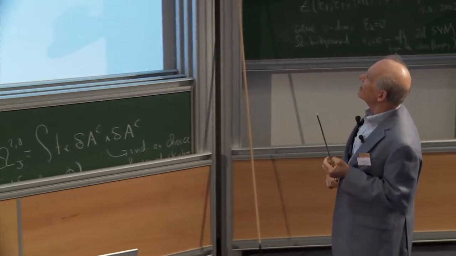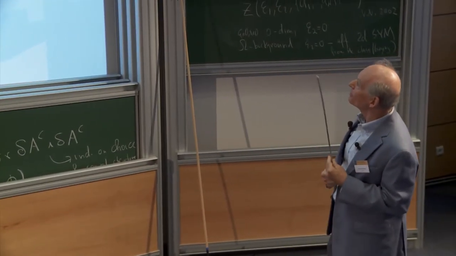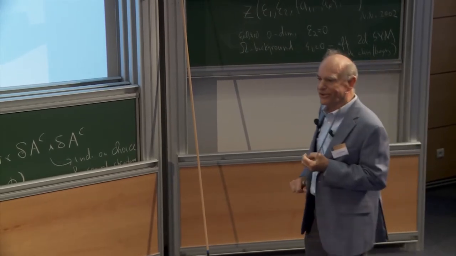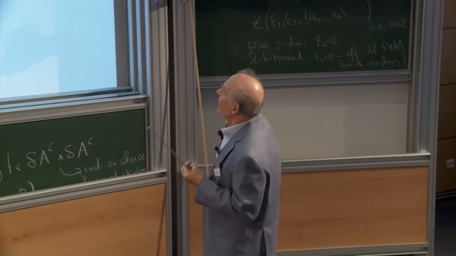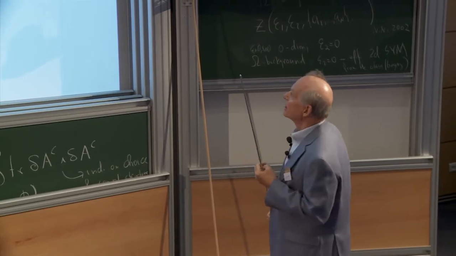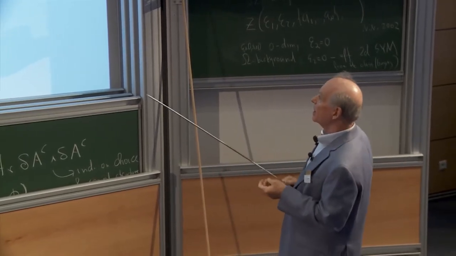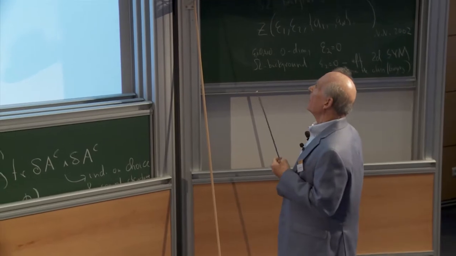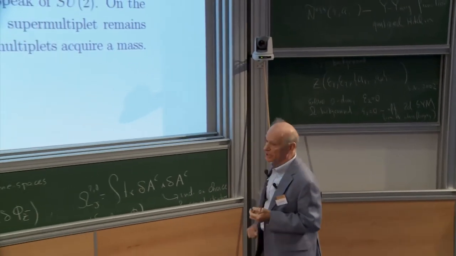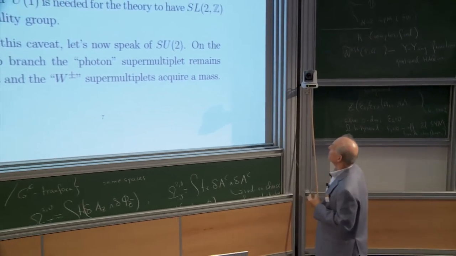So let's talk now about superconformal field theories on the Coulomb branch. So forget brane actions for a while. And so I'll be very specific to start with. Then we'll have a couple more examples. So let's discuss the example of N equal 4, D equal 4, super Yang-Mills theory with a U(2) gauge group.